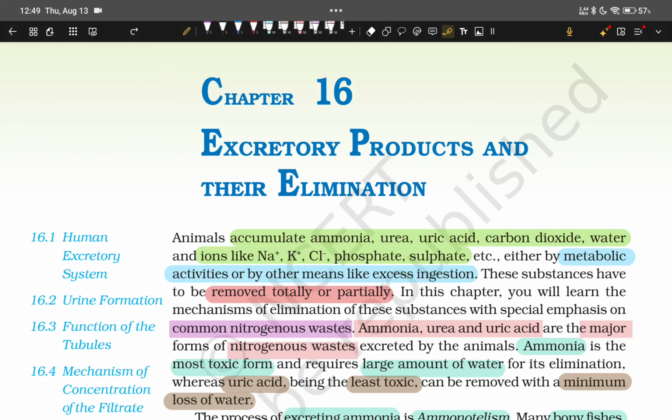Hello guys, today we are going to start this chapter, which is excretory products and their elimination. This is from the unit Human Physiology of class 11th NCERT. So without any further ado, let's begin this chapter.